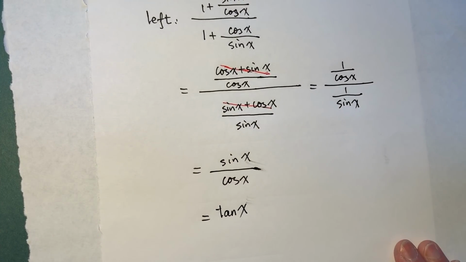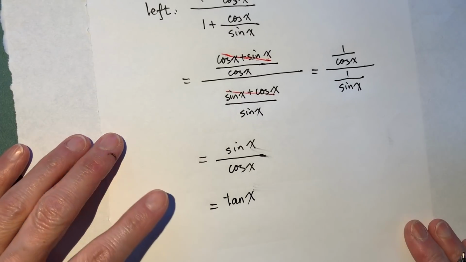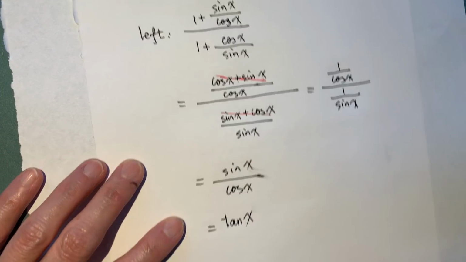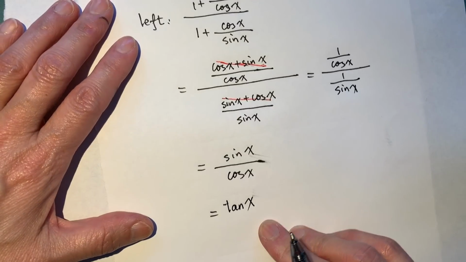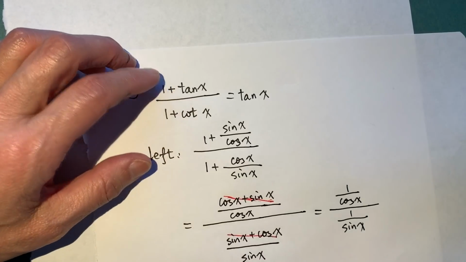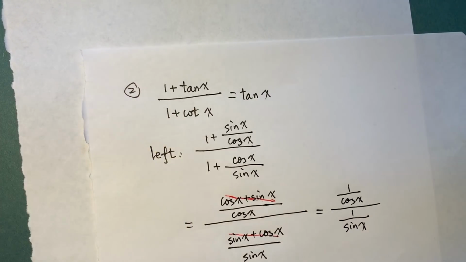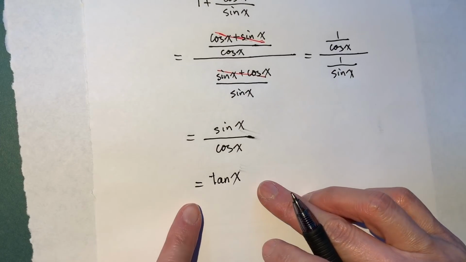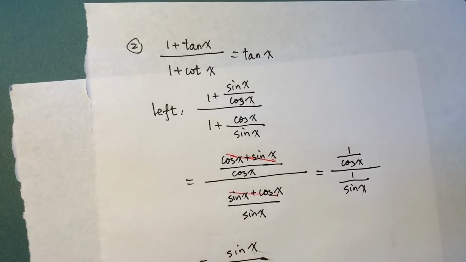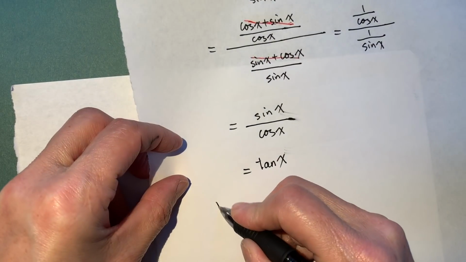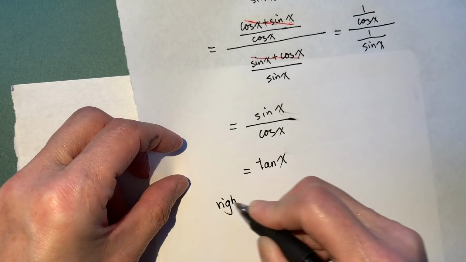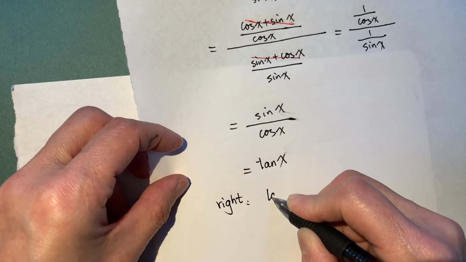So I think this is sufficient. We will do it up to here. That is good enough. Okay. And another method, make everything into a tangent. Let's do it. So this identity is established because on the left and on the right is tangent x. Okay, another method.